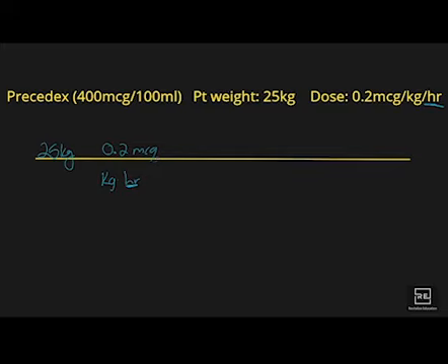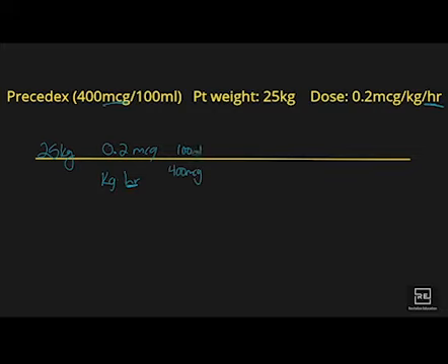And we've been using milligrams as our concentration. However, we've got micrograms in our concentration and we've got micrograms in our dose. So we don't need to convert from micrograms to milligrams, and we can just incorporate those micrograms or that concentration right off the bat. So we have 400 mics in a 100 ml bag.